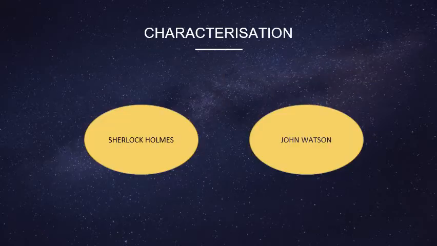The first task that you're going to do independently is about characterization. So that includes writing down adjectives or descriptions, including quotes if possible, about Sherlock and John Watson. And you can do this as two separate mind maps or as a Venn diagram where you talk about the differences and the similarities between the two.